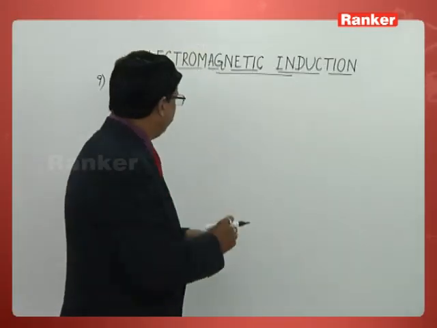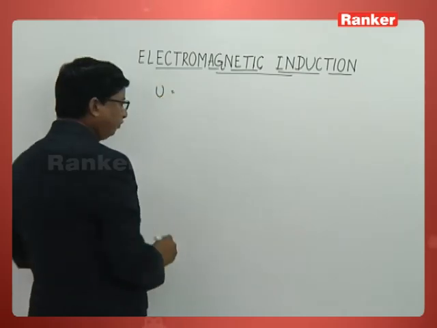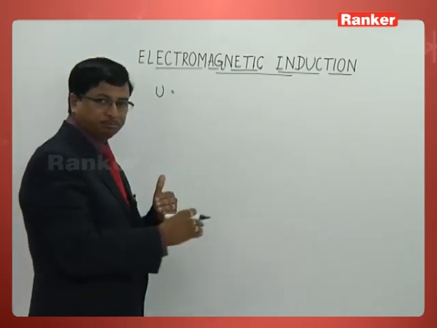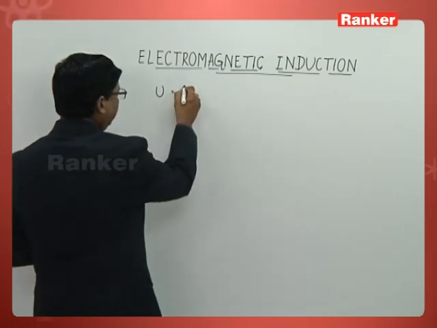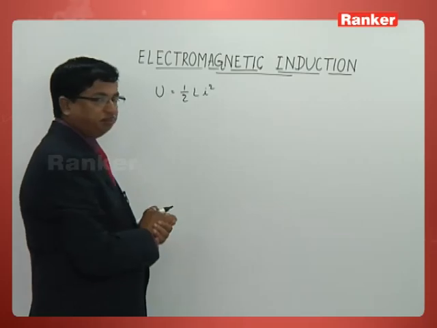So if you look at this one, generally energy stored in an inductance coil is going to be half L i square. That's the formula.